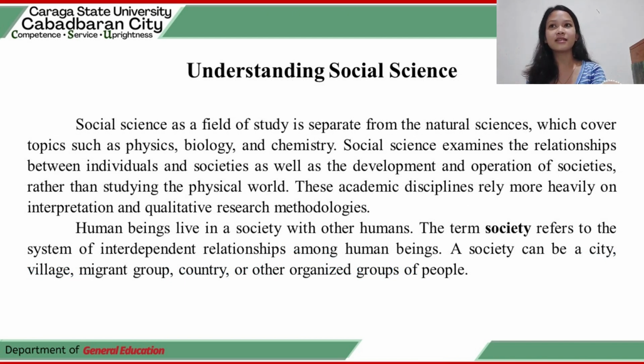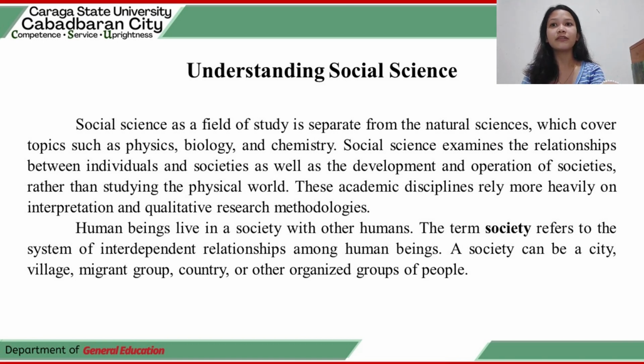Understanding the social sciences. Social science as a field of study is separate from the natural sciences, which cover topics such as physics, biology, and chemistry. Social science examines the relationship between individuals and societies, as well as the development and operation of societies, rather than studying the physical world. These academic disciplines rely more heavily on interpretation and qualitative research methodologies.